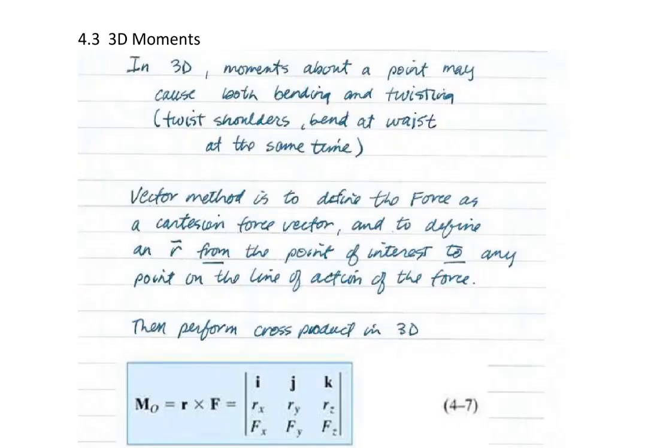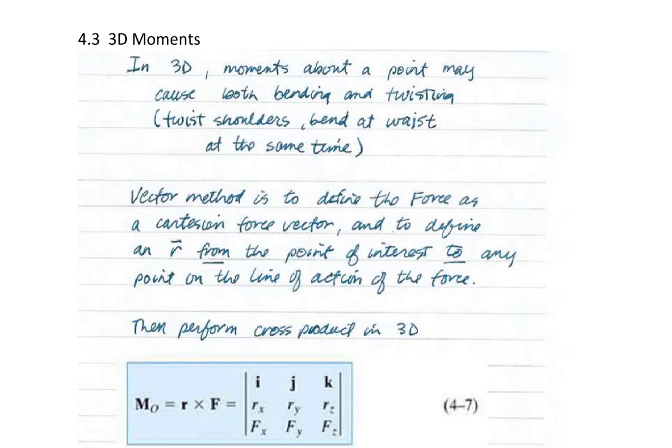In section 4.3, we're going to talk about three-dimensional moments, 3D moments. In 3D, moments about a point may cause bending or twisting or both. Imagine if you're standing up and somebody comes along and grabs your shoulders and gives your body a good twist. Clearly you would experience a twisting moment.